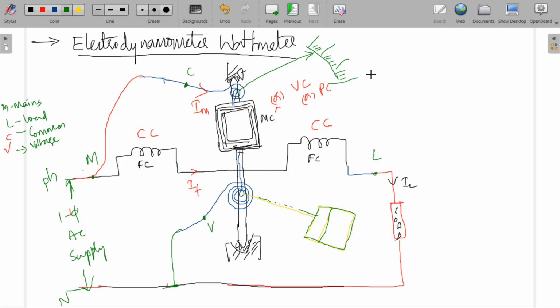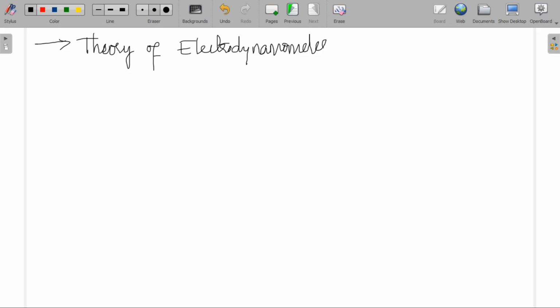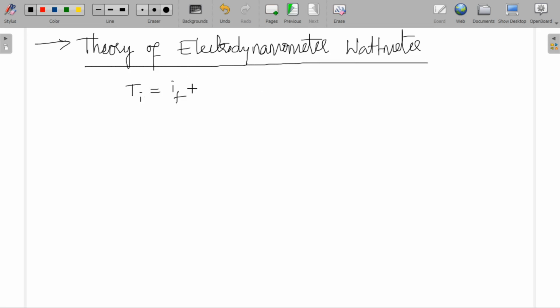Now we'll move on to the expression for deflecting torque in this type of wattmeter. Theory of the electrodynamometer wattmeter. Instantaneous torque is given as Ti equals If Im dM by d theta. These two are instantaneous values.